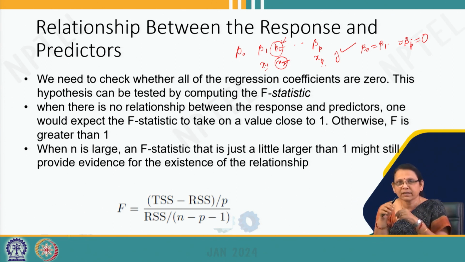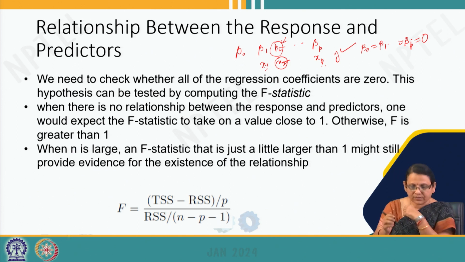Now, if any one of these is not 0, how do we know? Do we have to individually check? No. There is another statistic called the F statistic. Using this F statistic, we can say when there is no relationship between response and predictors.